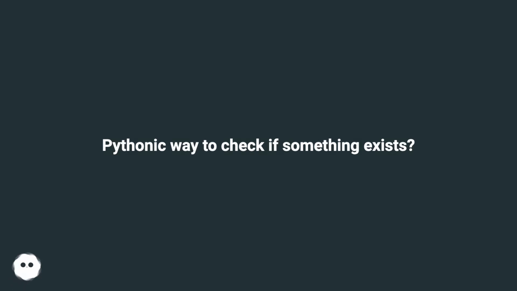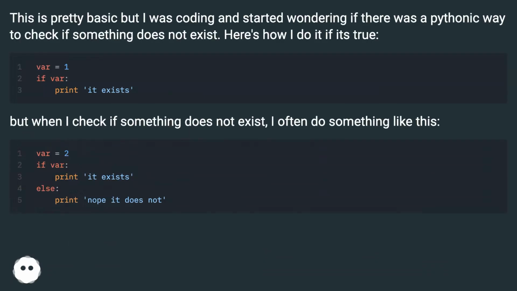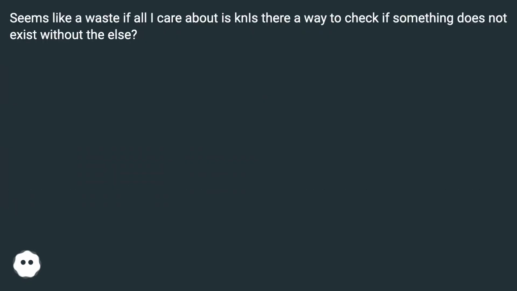Pythonic way to check if something exists? This is pretty basic, but I was coding and started wondering if there was a Pythonic way to check if something does not exist. Here's how I do it if it's true. But when I check if something does not exist, I often do something like this. Seems like a waste if all I care about is the negative case. Is there a way to check if something does not exist without the else?